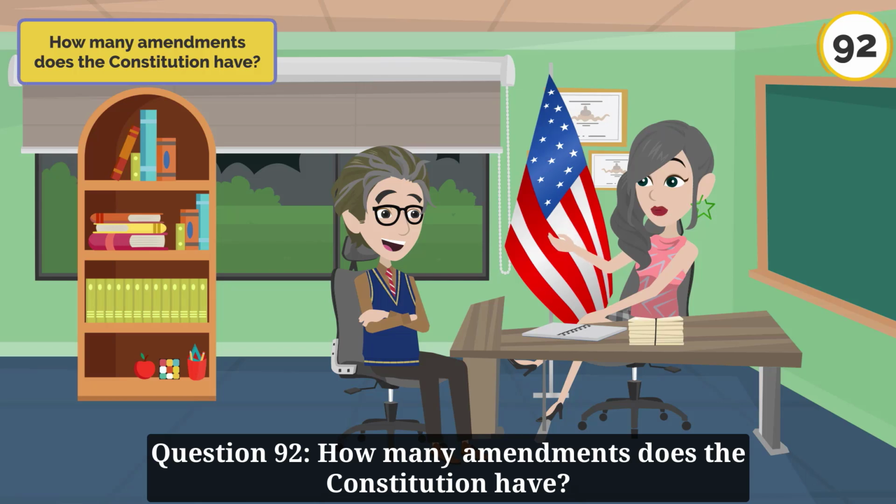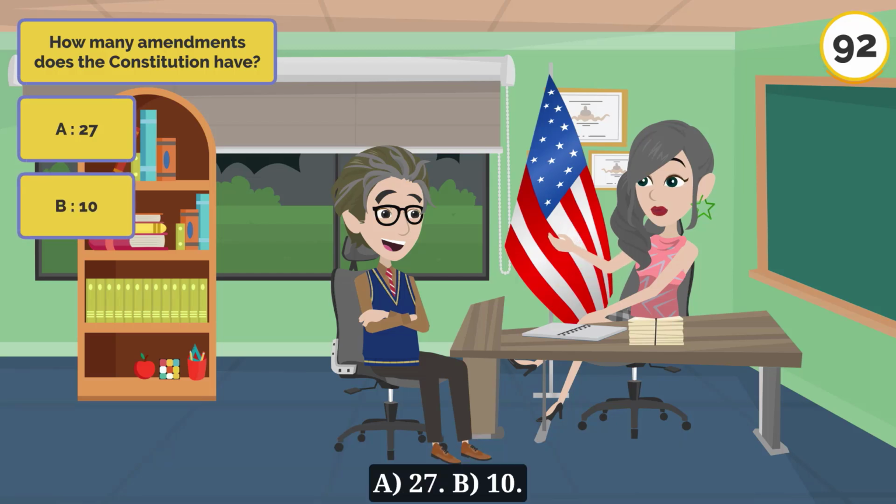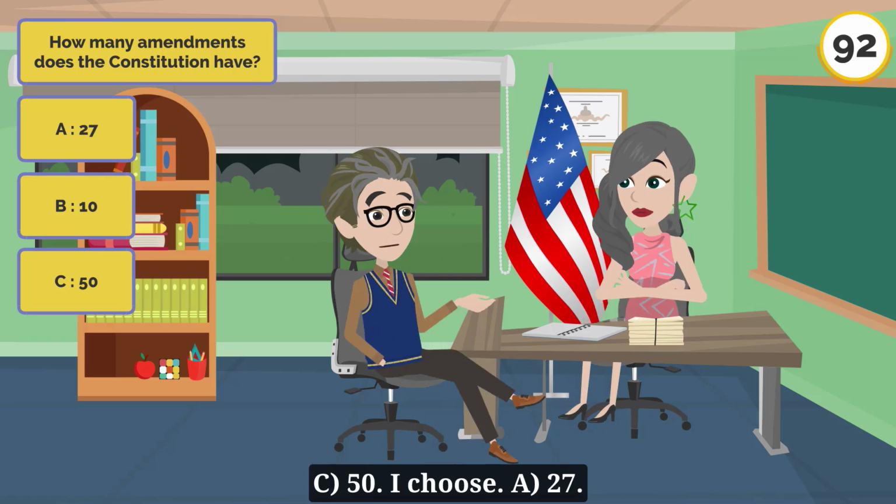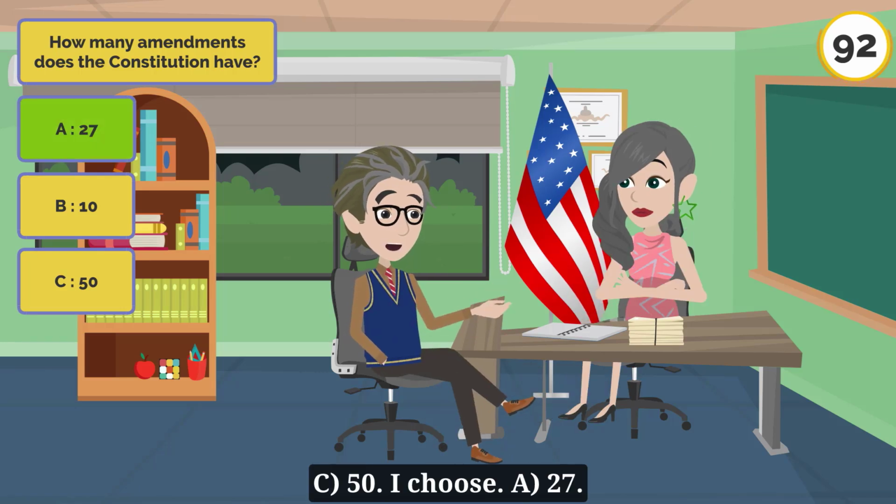Question 92. How many amendments does the Constitution have? A. 27. B. 10. C. 50. I choose A. 27.